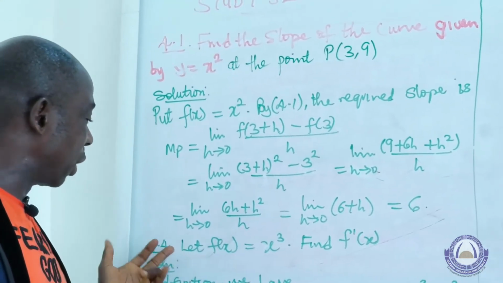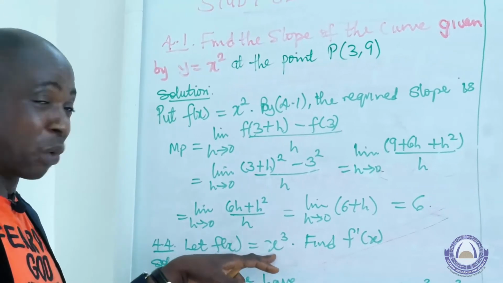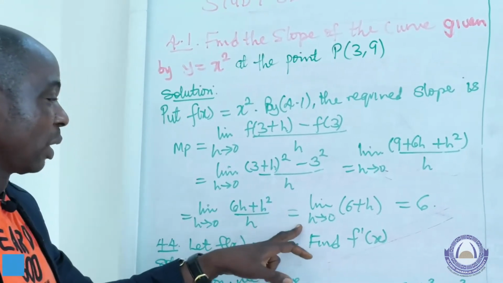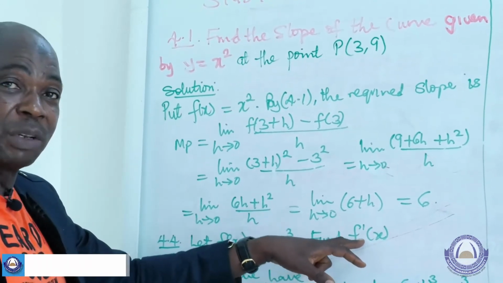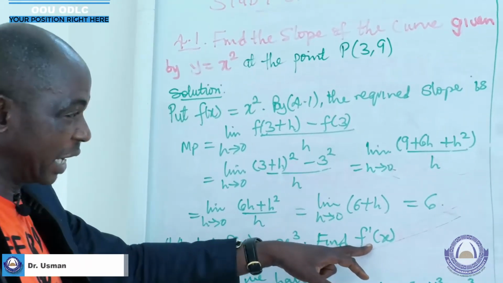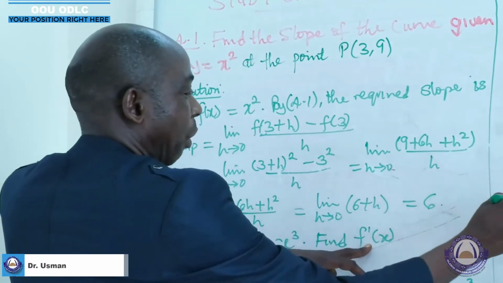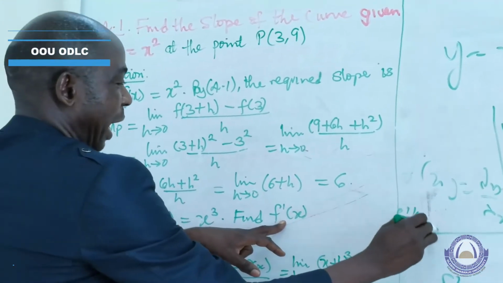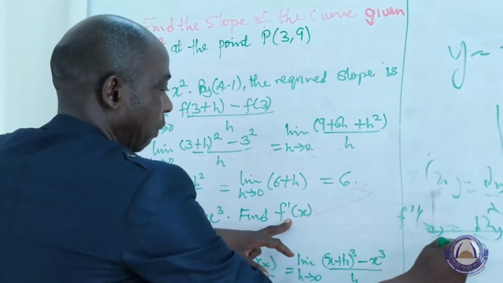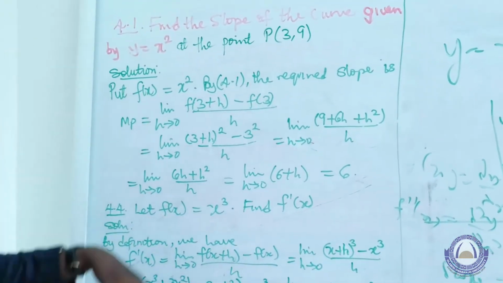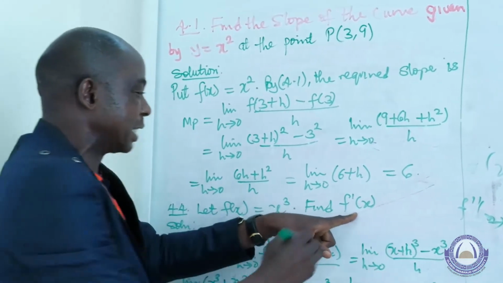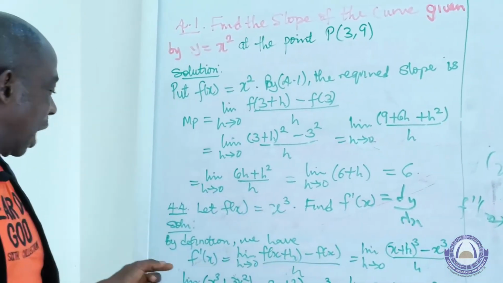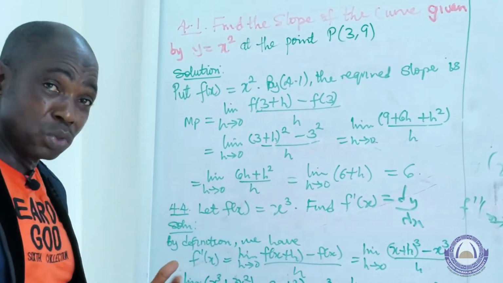Then example 4.4, we have another function where f of x equals x to the power 3. We have to find f prime of x, that is the first derivative. f prime of x is dy/dx. f double prime of x is d2y over dx squared, and so on like that. So instead of saying f prime of x, we can say that this is dy over dx.